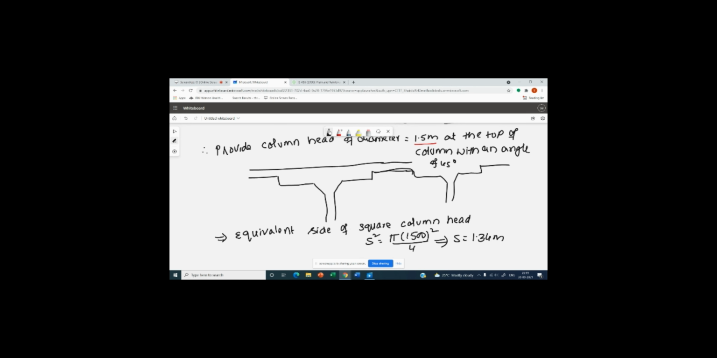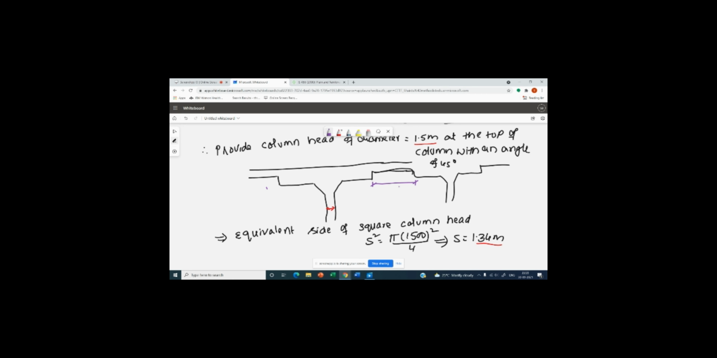So this is how you have converted the bottom equivalent circular to 500 mm. Now the top equivalent side is 1.34 meters. Along with this, we will also fix up the clear spans. As I said, the clear span is the distance between two successive face-to-face columns. So this is your clear span in one direction.